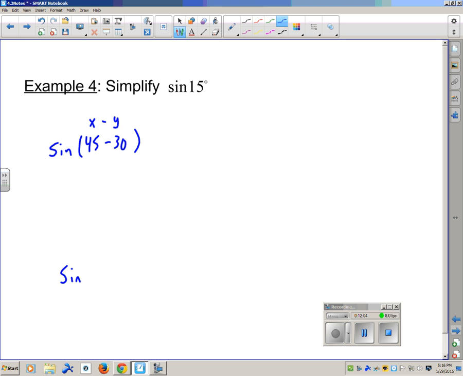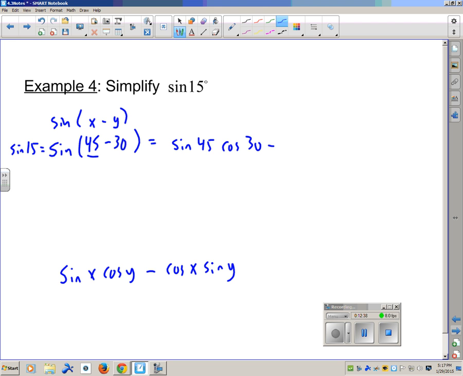So I'm going to follow my sine of x minus y through. So the sine of x minus y here is the sine of x times the cosine of y minus the cosine of x times the sine of y. So let's follow that through. So the sine of 15 is equal to the sine of 45 minus 30. And so now we're going to use our formula here and write it out. So what does that mean? It means the sine of 45 times the cosine of y, which is 30 in our case, minus the cosine of x, and x in our case is 45, times the sine of y, which is 30.